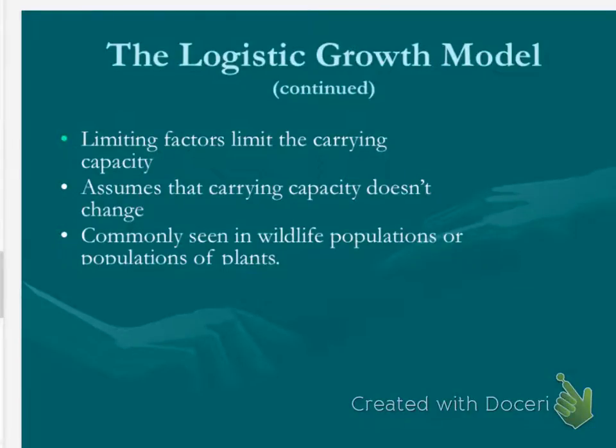The things that we define in a logistic growth model. Limiting factors are what limit the carrying capacity. So it's what limits the growth of the population, it's what limits the size of the population. And we assume that carrying capacity does not change. This is an assumption that we make. And this is pretty common in wildlife populations. It's common in populations of plants. We see it a lot of places.